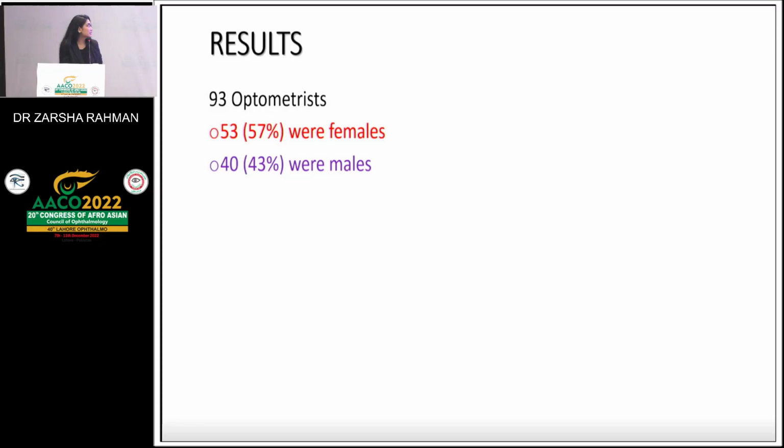So the results came up. Out of 93 optometrists, 53 were females and 40 were males. The questions that I asked in my online questionnaire proforma were all scenario-based, and then I categorized them: these questions are related to beneficence, these are related to autonomy, and these are from informed consent.